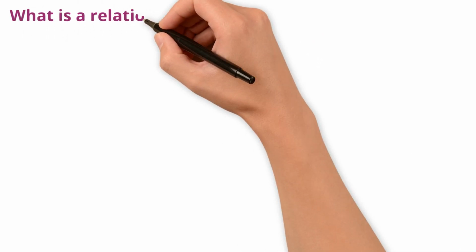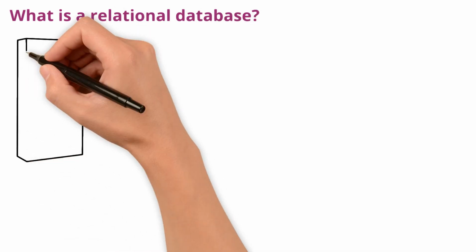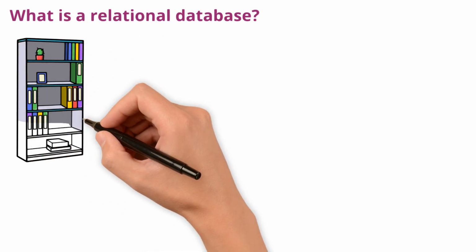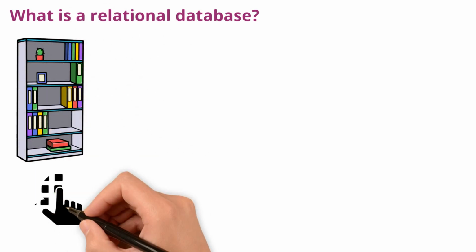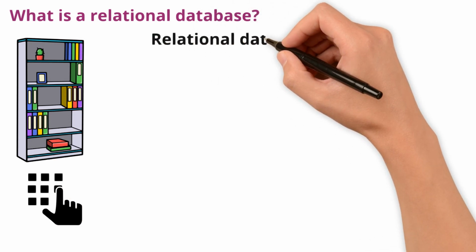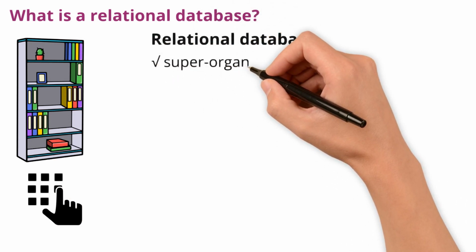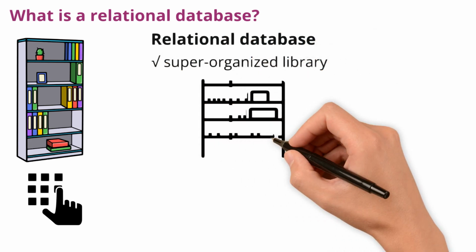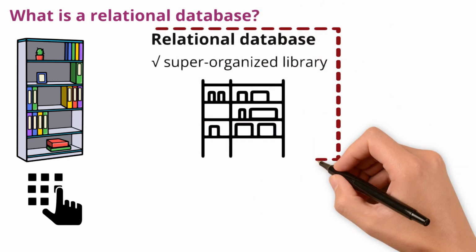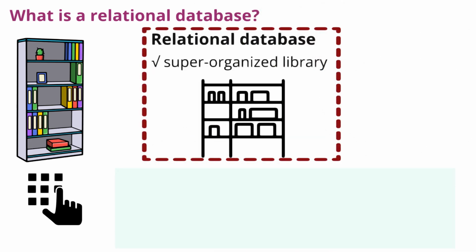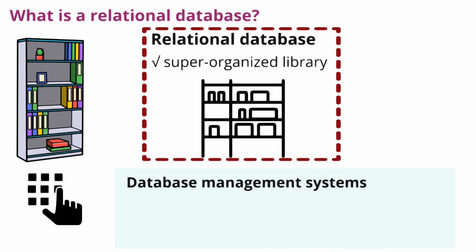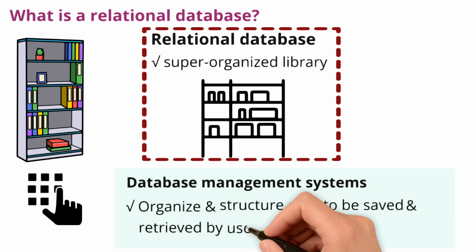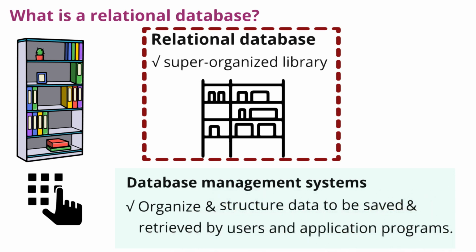What is a relational database? Imagine a library. Books are like data, and you need a way to organize them for easy access. A relational database is like a super organized library with sections for different categories such as fiction, non-fiction, etc. Similarly, database management systems organize and structure data to be saved and retrieved by users and application programs.